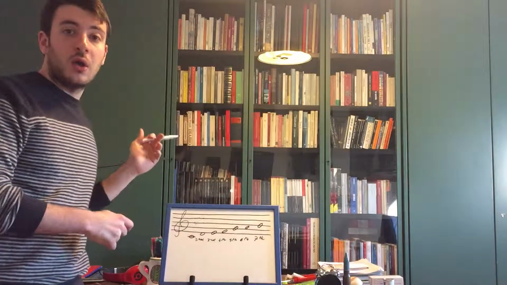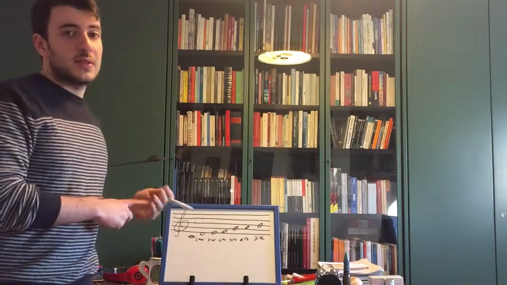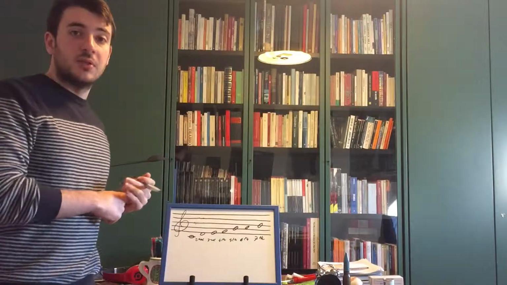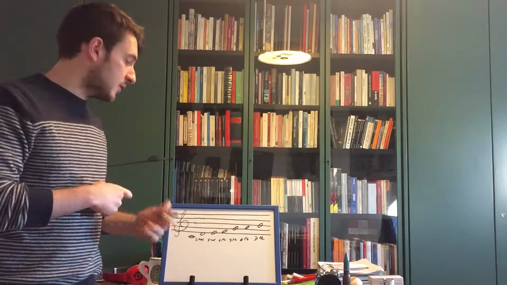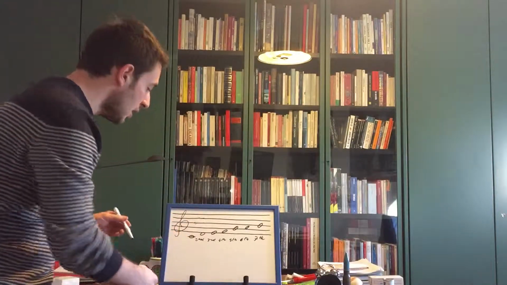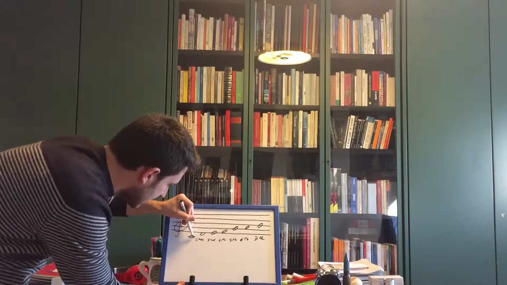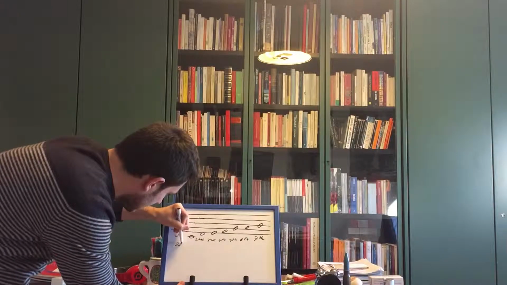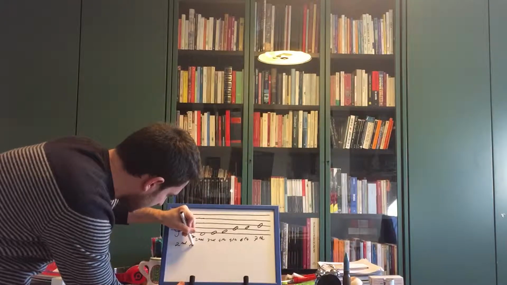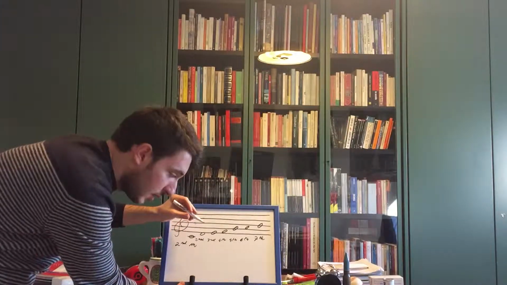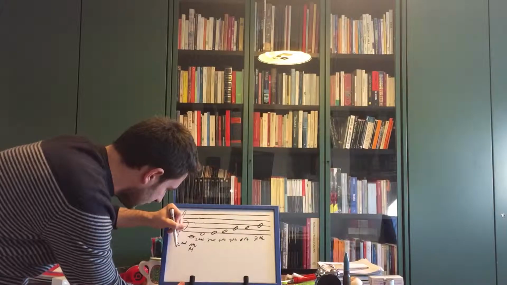Okay, so now depending on if the distance is a semitone distance or a whole tone distance, there are different kinds of interval. So for example, if the distance is a semitone distance between C and D, it's a minor second. If the distance is a whole tone, it's a major second.